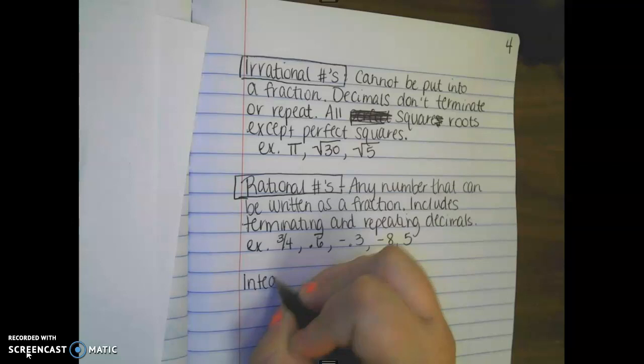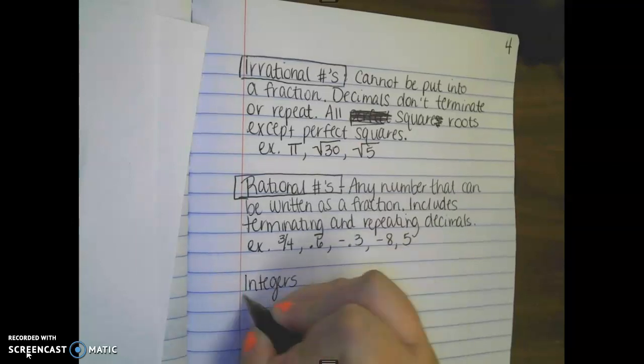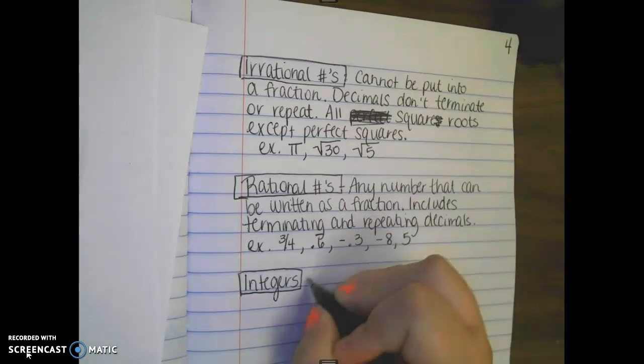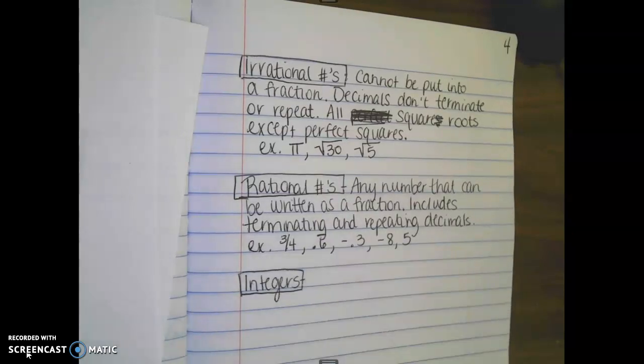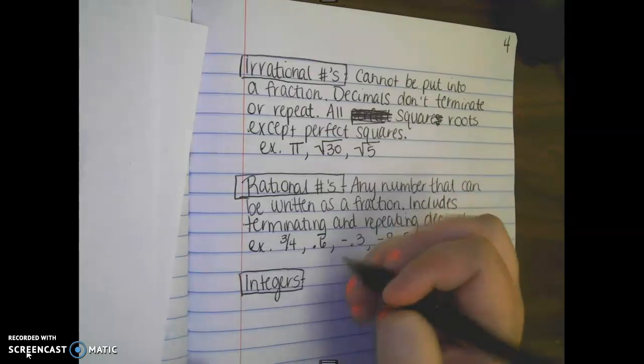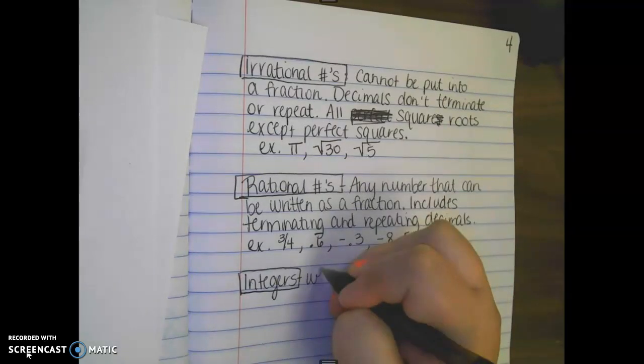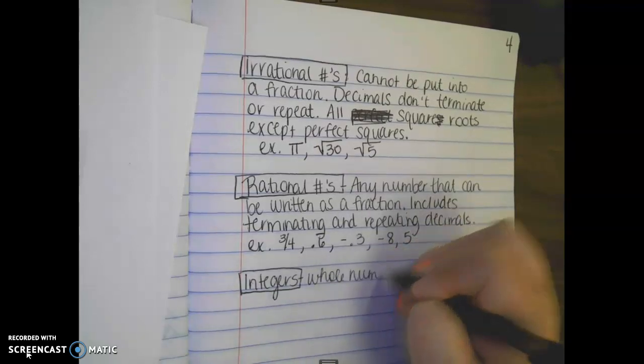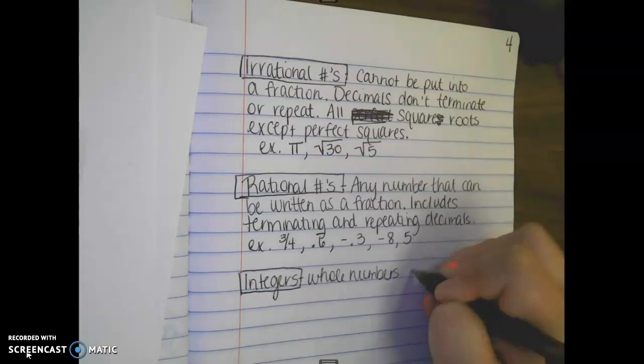Integers. Now, I do want to remind you, you need to write your notes exactly as I write them, because when it comes to that journal test, you're going to want these exactly. Integers will include our whole numbers and their opposites.